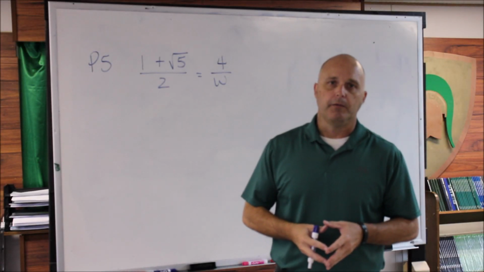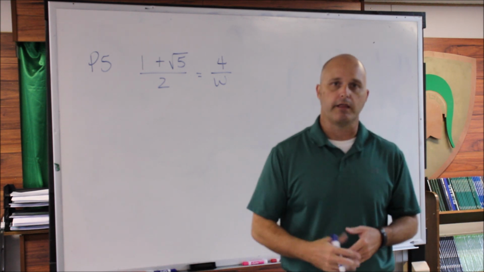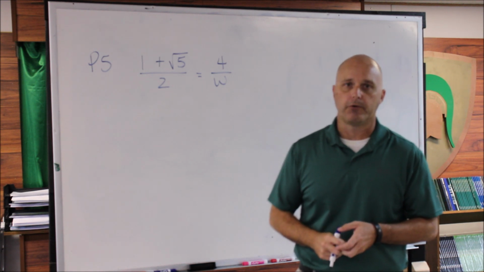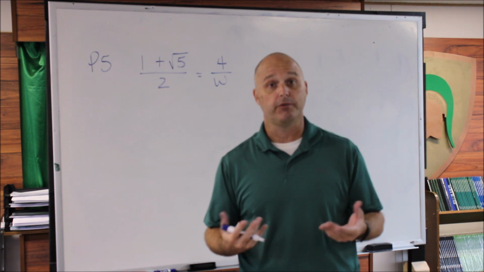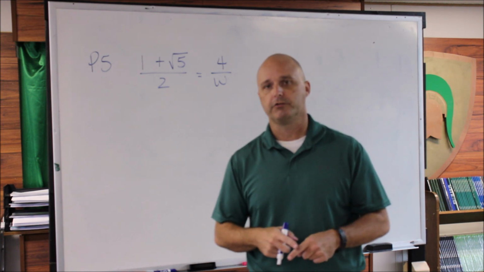All right, so in order to be able to solve problem number 5, we have to recall some of the things that we did early on in the year. We're given 1 plus the square root of 5 over 2 equals 4 over w. So what we've got is a fraction set equal to a fraction. This means that we've got a proportion. The rule that you use for solving proportions is to cross multiply.